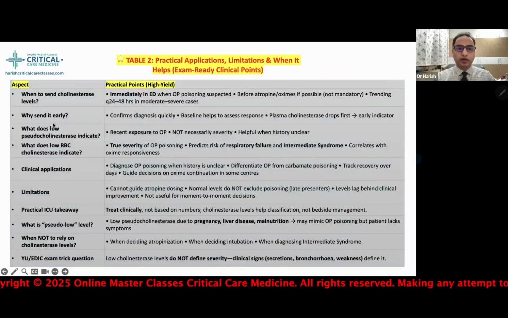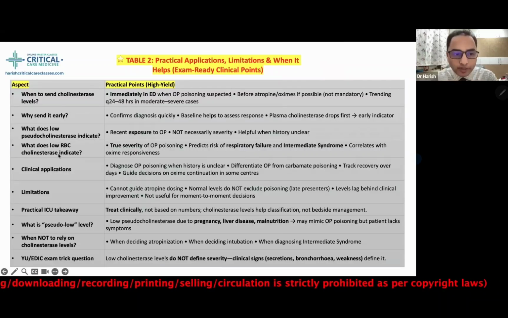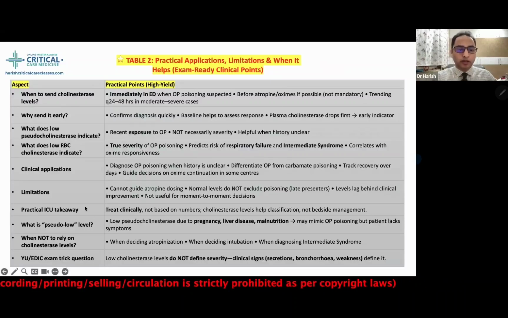Again, in summary: practical applications, limitations, when it helps. So this is one table for your exam-ready clinical points. When to send the cholinesterase level. Why send it early? What does low pseudocholinesterase indicate? What does low RBC cholinesterase indicate? Clinical application, limitation, practical ICU takeaway.